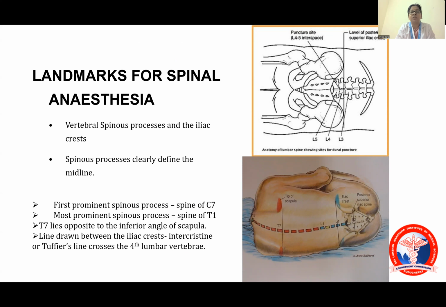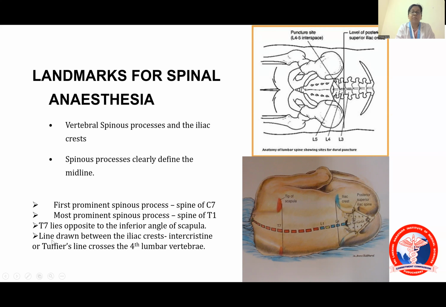Now, what are the landmarks for spinal anesthesia? We should know about vertebral spinous processes and iliac crest. And the spinous processes clearly define the midline. First prominent spinous process is spine of C7. Most prominent spinous process is spine of T1. Now T7, how to locate T7? It is opposite to inferior angle of scapula.